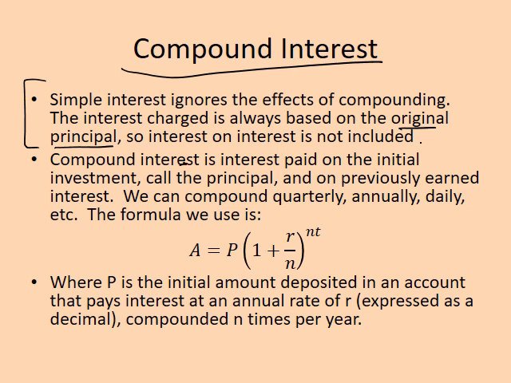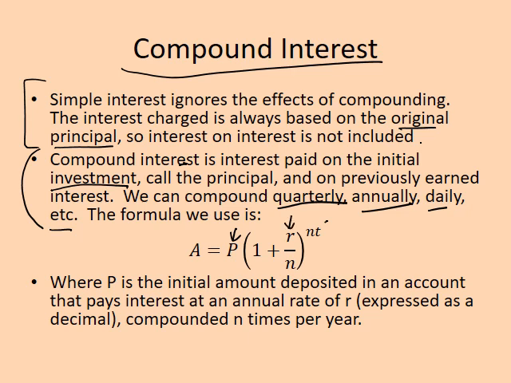We're going to discuss compound interest. Compound interest is interest paid on the initial investment, called the principal, and on previously earned interest. We can compound quarterly, annually, daily, and there's even more than that, monthly, yearly. There's a bunch of different ways. The formula is as follows. P is your initial amount of money.